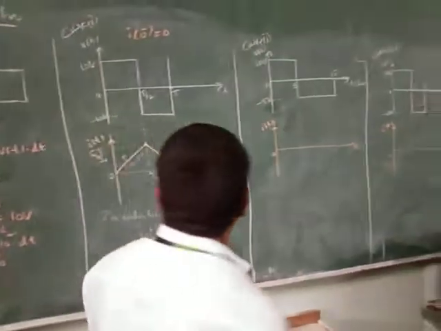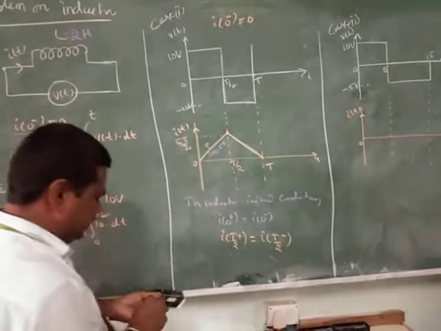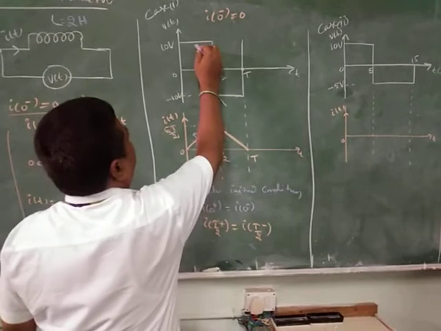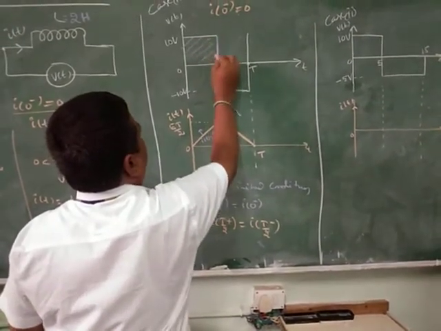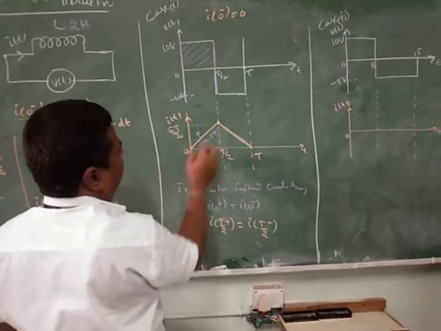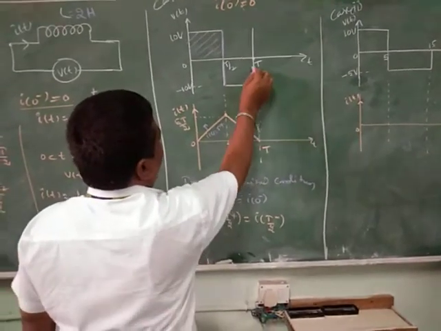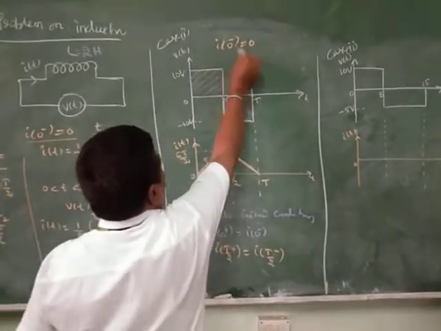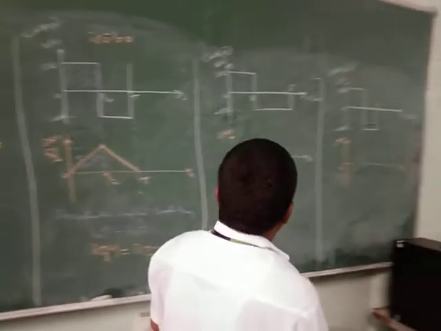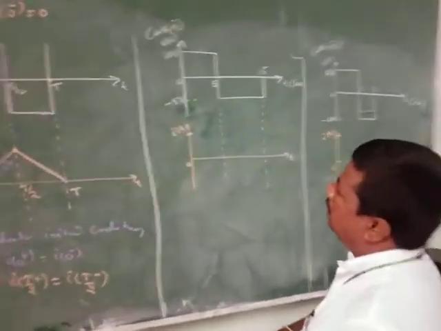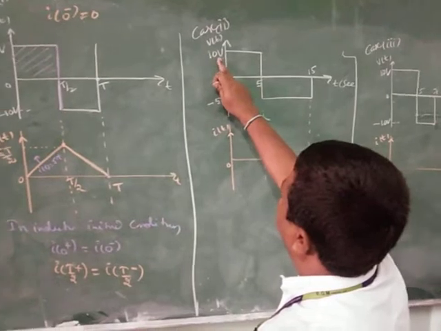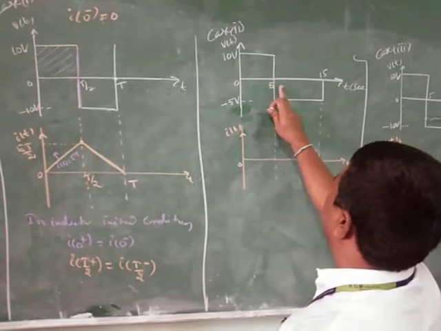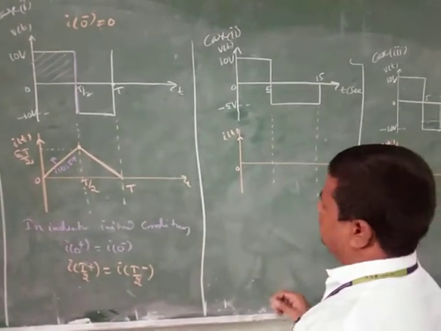Coming to the second case, the important observation here is about the integration. Here the area is 10 into T by 2, this area. Here also, minus 10 into T by 2, this area. That's why the current will become the initial value, which is 0. Now coming to the second case, the values are 10 volt and minus 5 volt, and the positive duration is 5 seconds. Here the negative duration is 10 seconds.